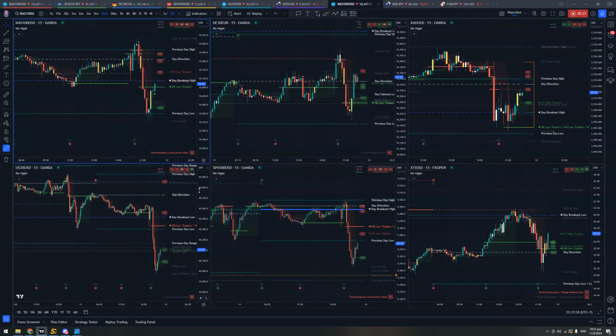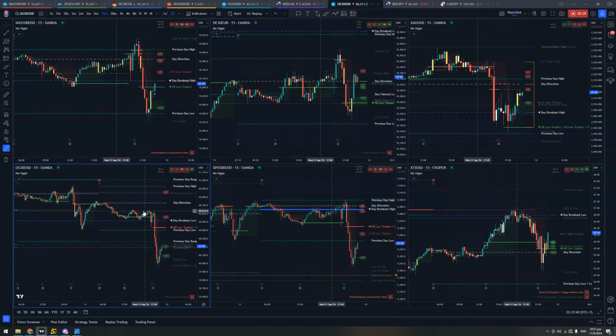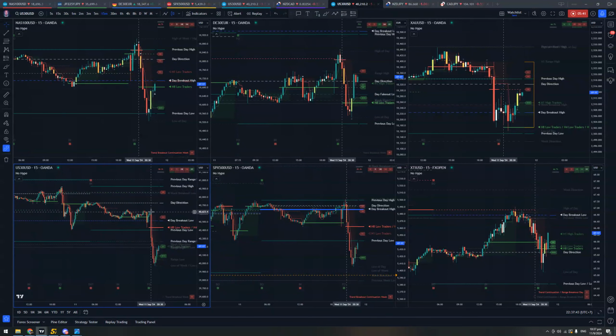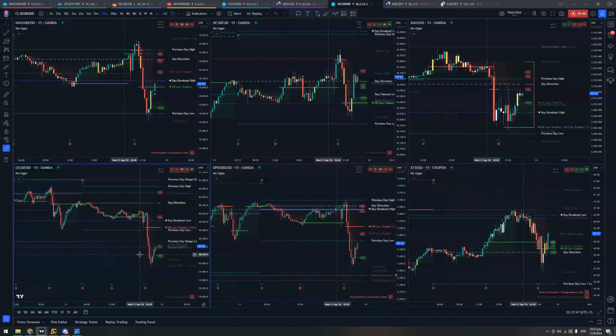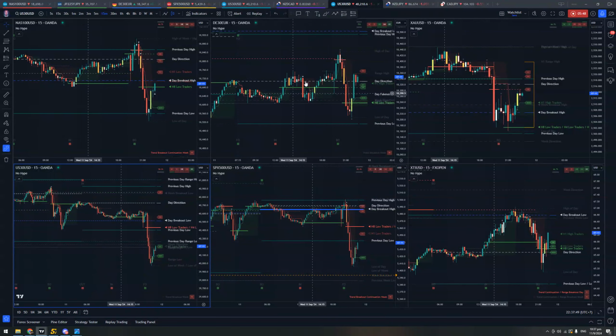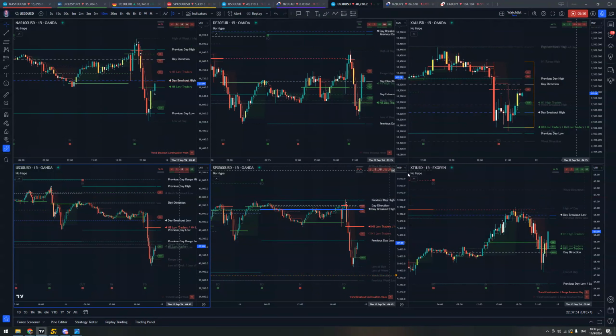US 30, I didn't see anything. I was bearish on it, but this is just not the typical structure I trade. So no trades for me on US 30. I don't look at D30.